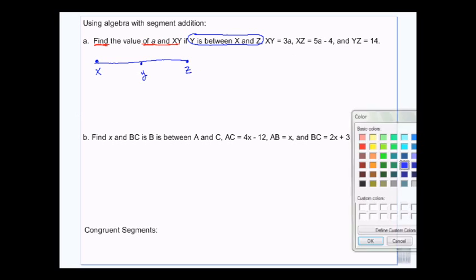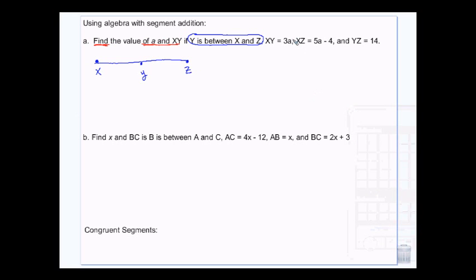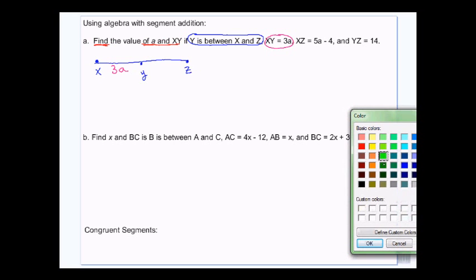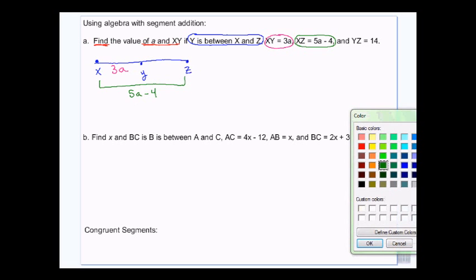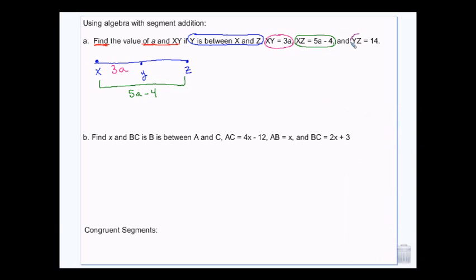XY equals 3a. So we use some different colors here to help. This is XY, so that's 3a. XZ is 5a minus 4. XZ is this whole thing. And finally, YZ is equal to 14.